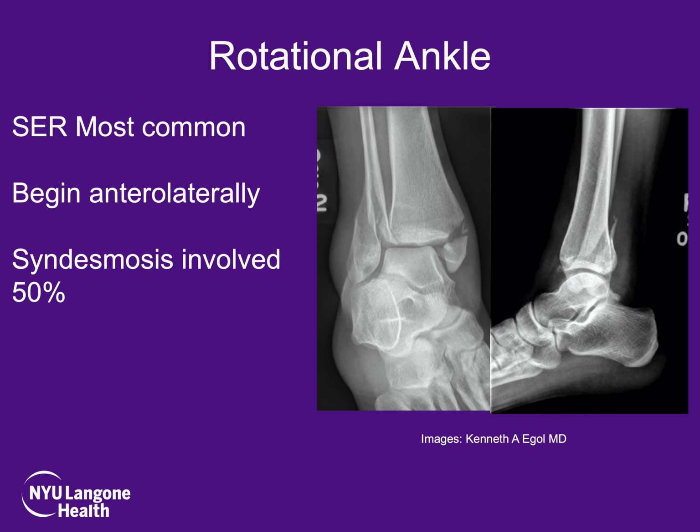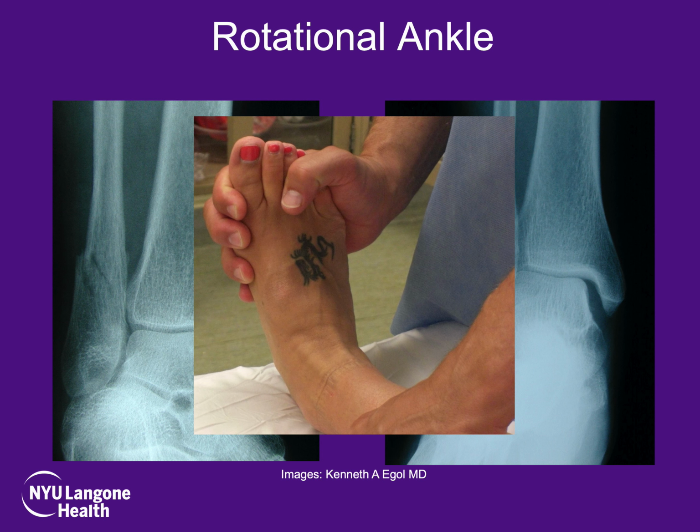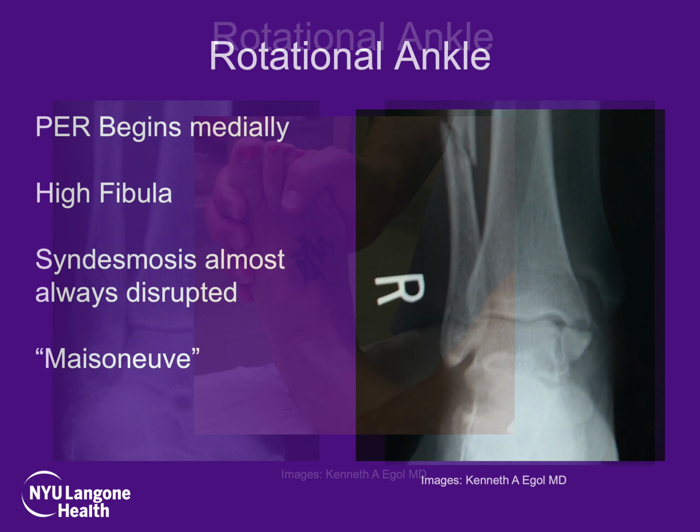In Lauge-Hansen, the supination external rotation is the most common. It begins anterolaterally and progresses around the ankle. The syndesmosis is involved in 50% of cases. It is important to identify when there is instability in the ankle. The most common way of doing this in a rotational pattern is by manual stress exam, demonstrated here. A slight external rotation stress is applied with the leg internally rotated 15 degrees under image intensification or fluoroscopy.